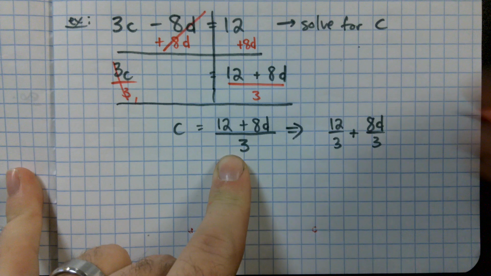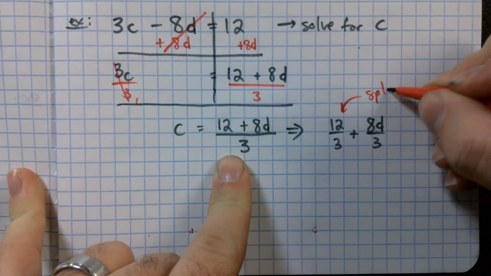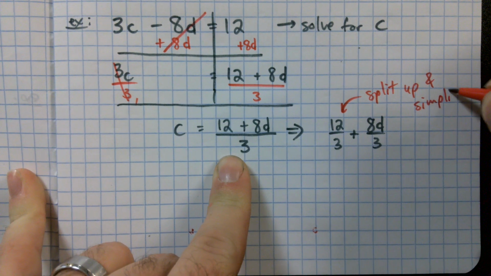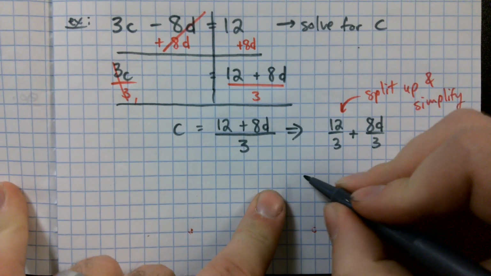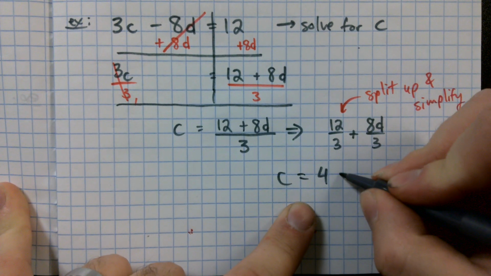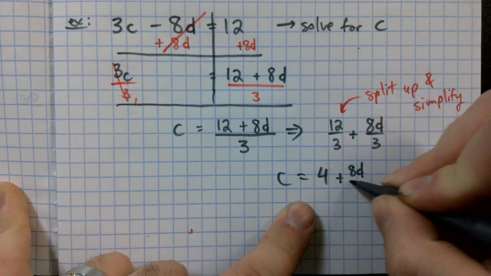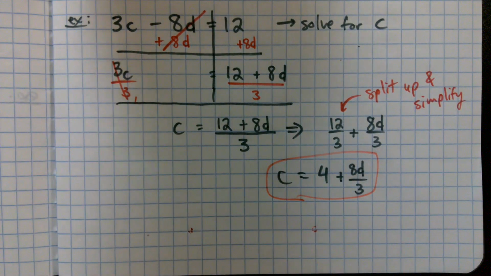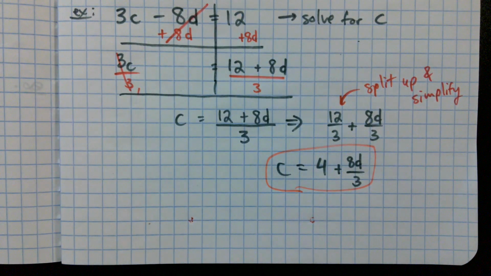Now I can simplify. We're going to say split up and simplify. What is 12 divided by 3? 4. So c is equal to 4 plus 8d over 3. Again, it's not the prettiest answer in the world, but we did solve for c, right? C is all by itself. It'd be a lot better if we knew what d was so we could get a number, but we don't.